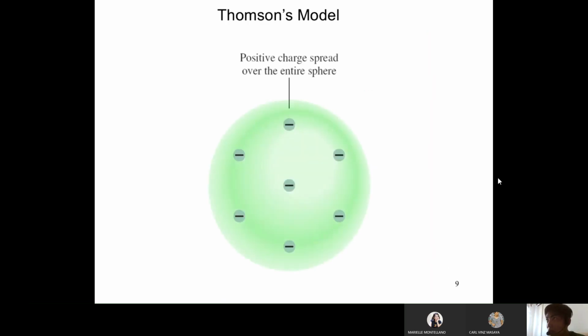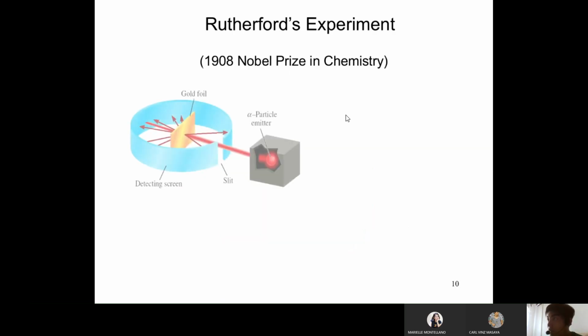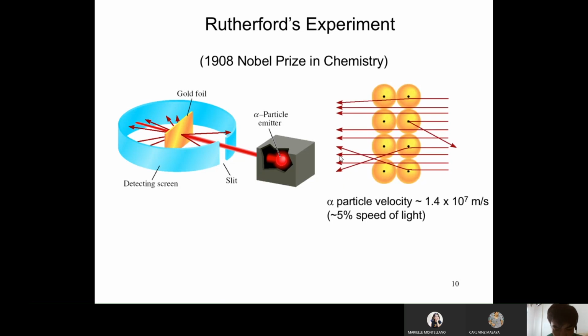So, ito yung itsura ng model ni Thomson. Yung atom daw ay sphere lang, and nasa surface niya yung electrons. Then, the next improvement here is yung Rutherford experiment.